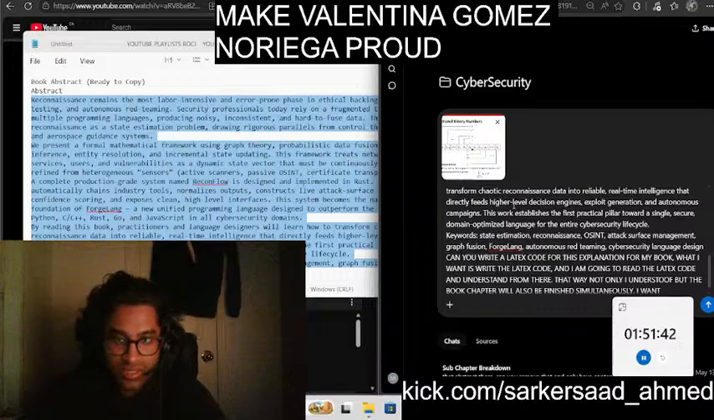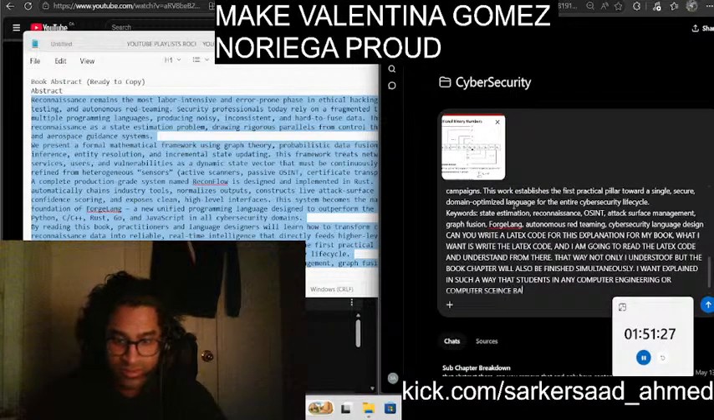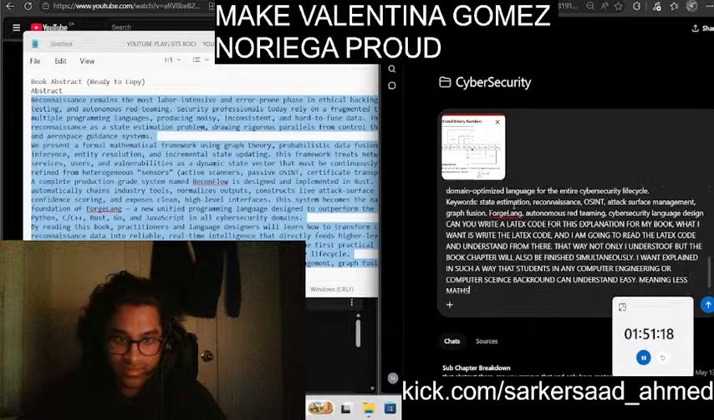I want it explained in such a way that students in any computer engineering or computer science background can understand easily. So meaning less English, more math, and the English has the core explanation.